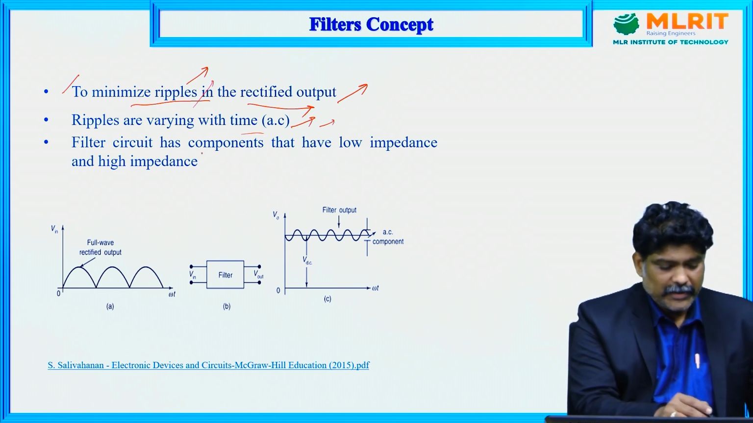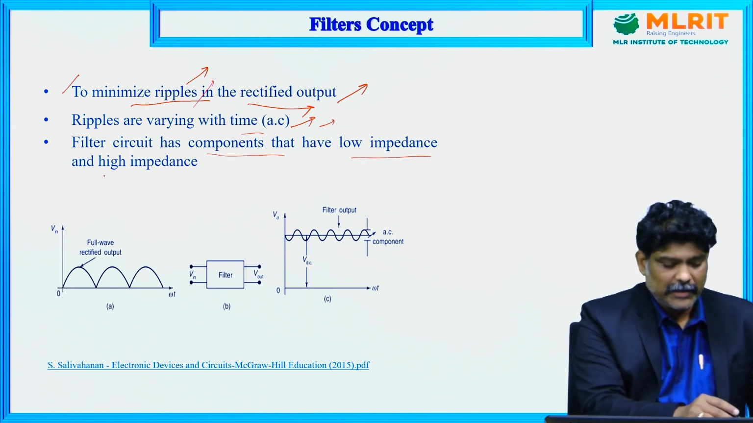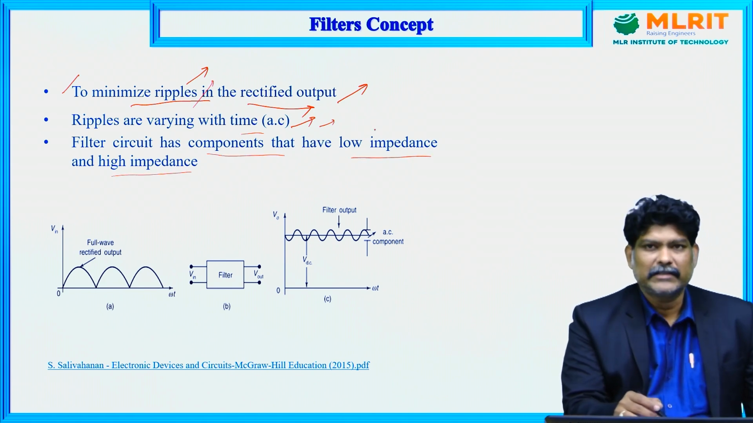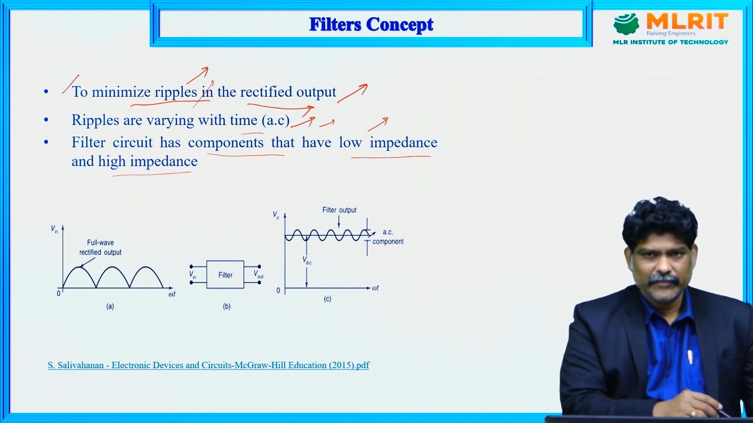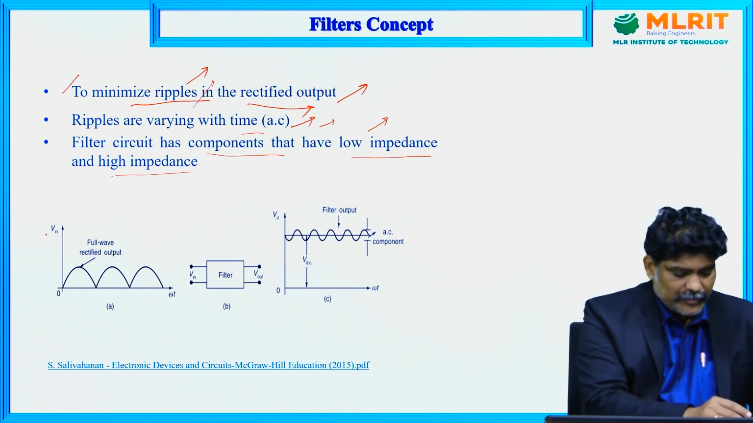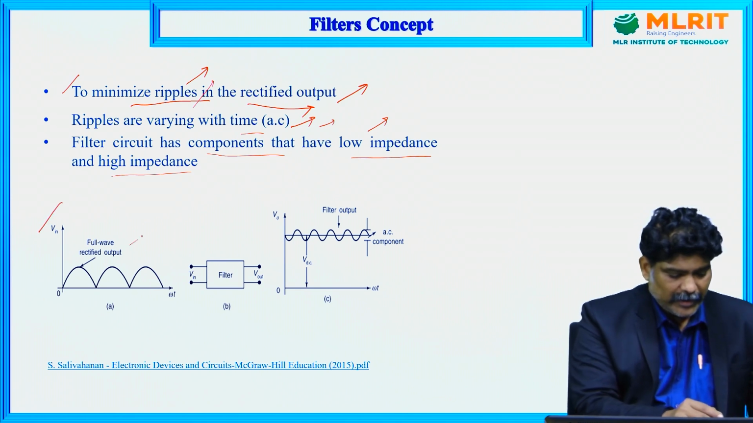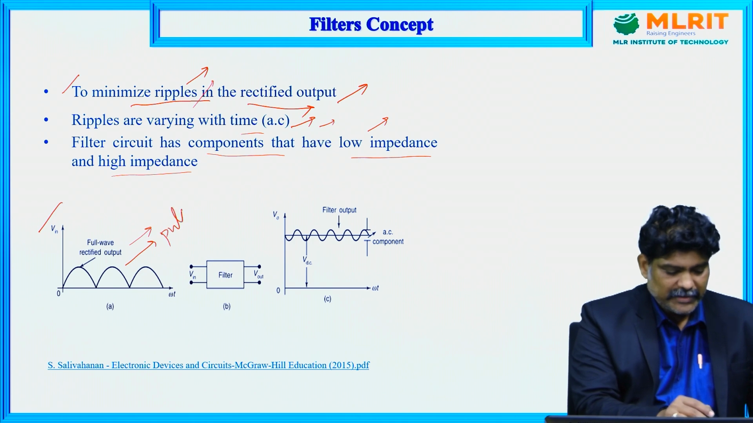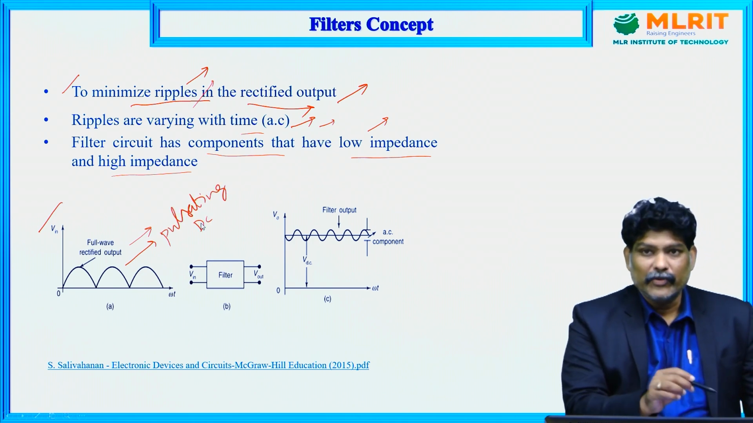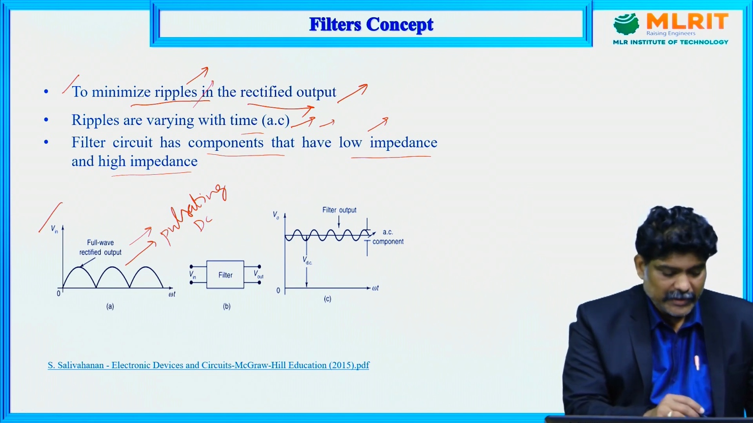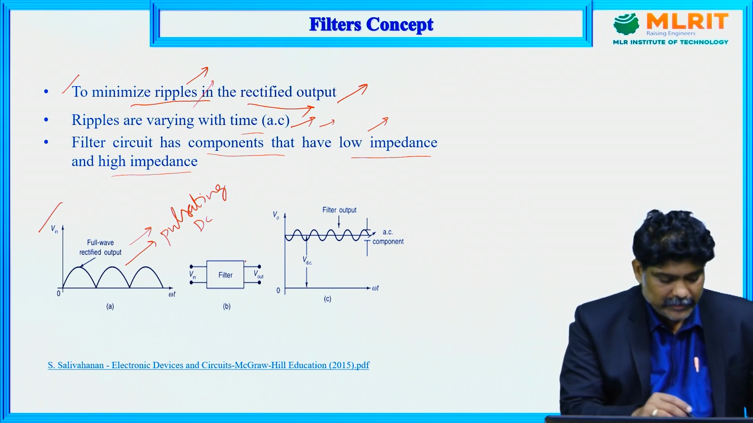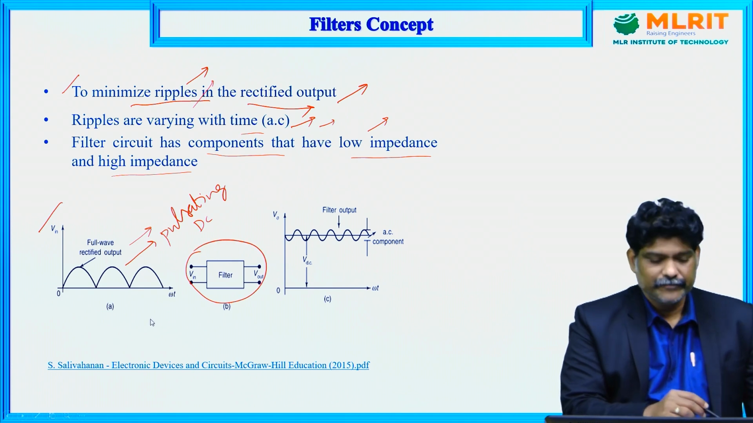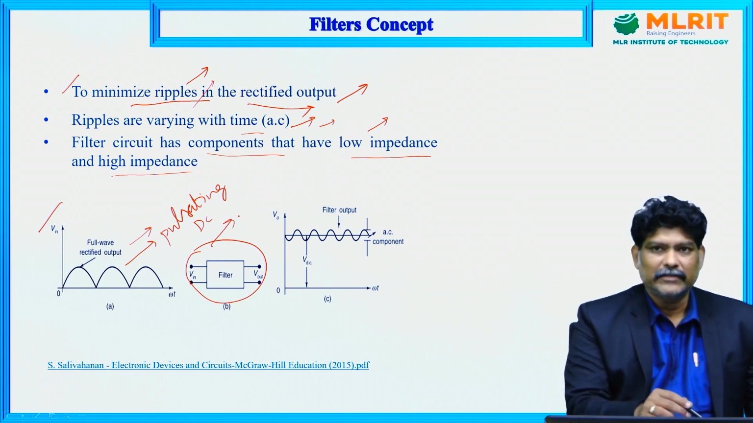A filter circuit has components that have low impedance and high impedance, that means a capacitor and an inductor. These are the two components having different impedances. Here, if you observe, this is the rectified output of a full wave rectifier. This is called pulsating DC, not pure DC. But we require pure DC, so in order to reduce these pulses, we require some kind of filter. It may be a capacitive filter or an inductive filter.